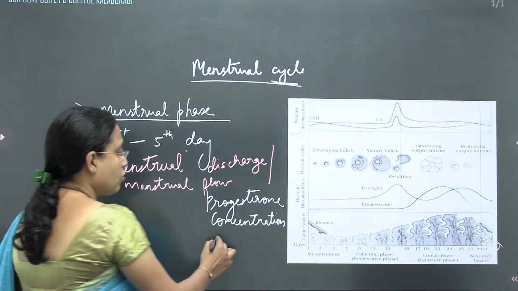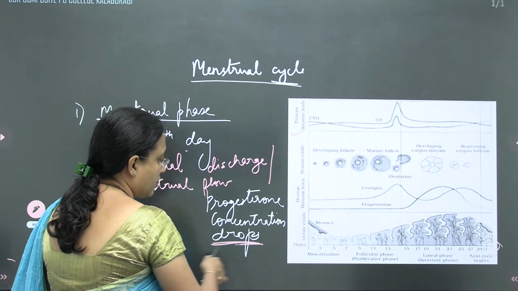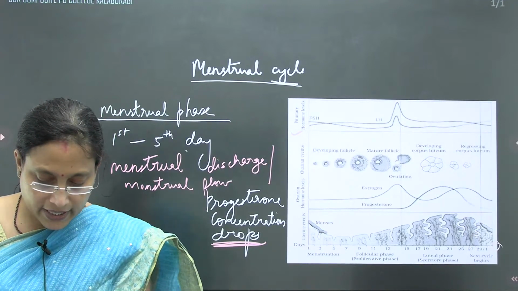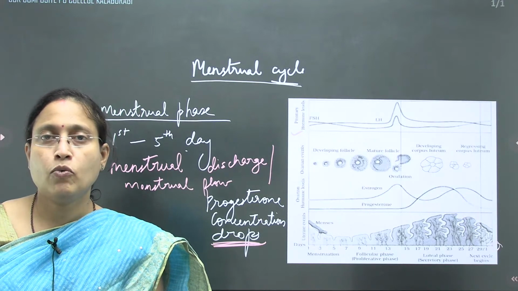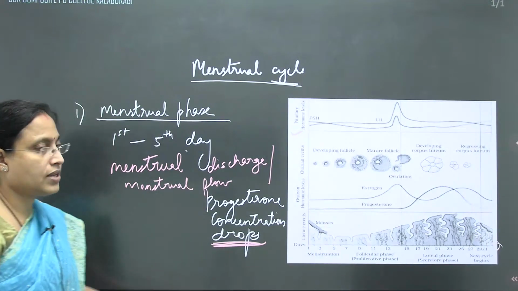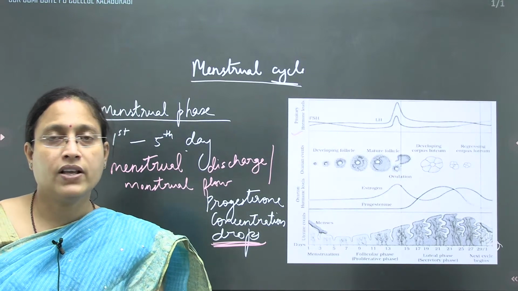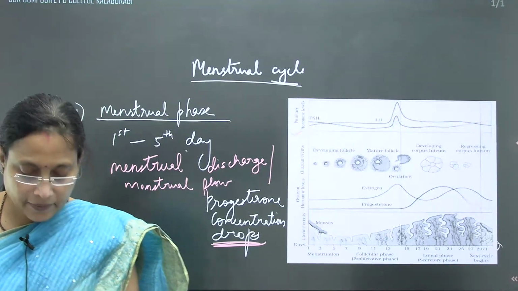So progesterone concentration drops. Because of this, it results in breakdown of the endometrium. And the broken endometrium is released outside the body through the vagina, that is, through an opening called the vaginal orifice.